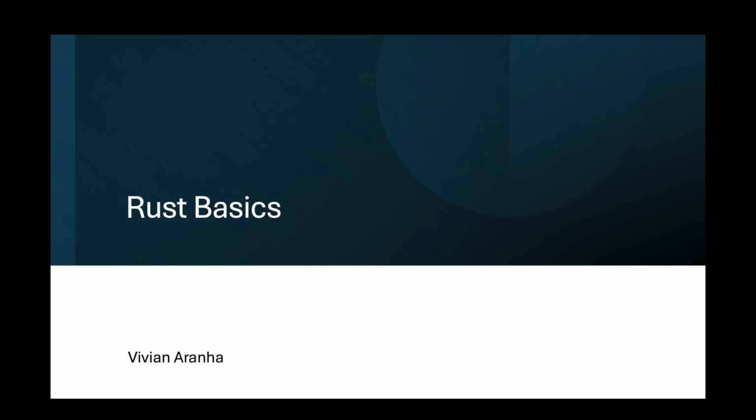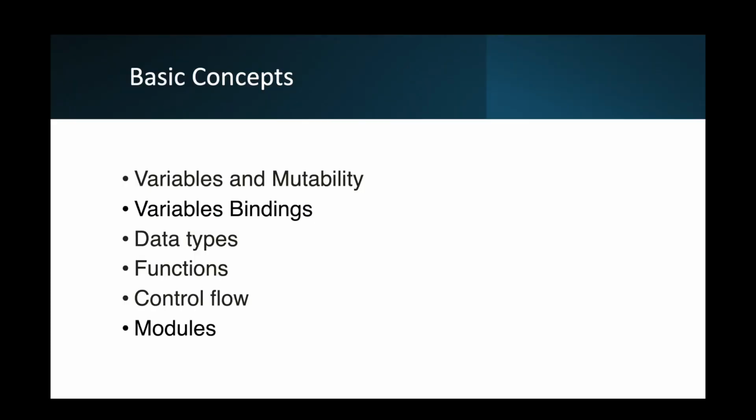Welcome to Rust Basics. In this video, we are going to look at some of the basic concepts in Rust, which are variables and mutability, variable bindings, data types, functions, control flow, and modules. I'm not going to go over the definitions of these, but I'm going to jump straight into how to code them.